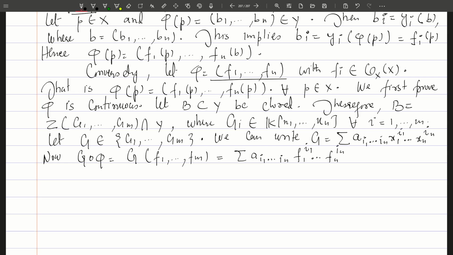So one can note over here this is a regular function on the whole of x, because these fi's are regular on x, and this is a linear combination of these regular functions. Now O_x of x being a k-algebra, this means that this expression is inside O_x of x. The reason is that O_x of x is a k-algebra.